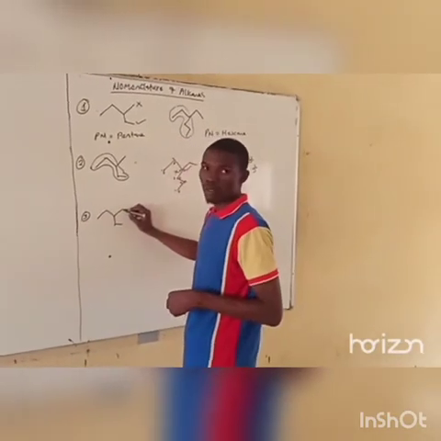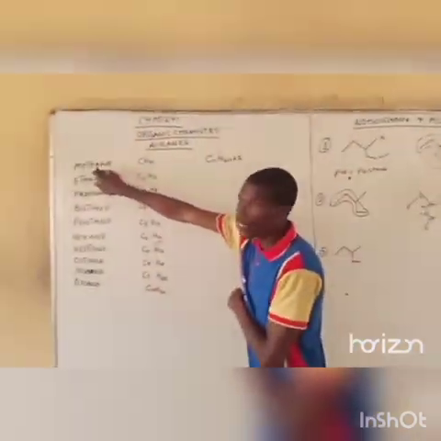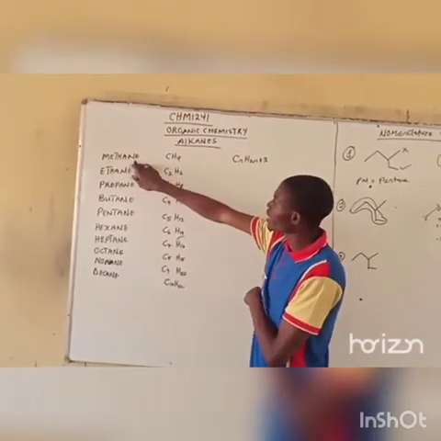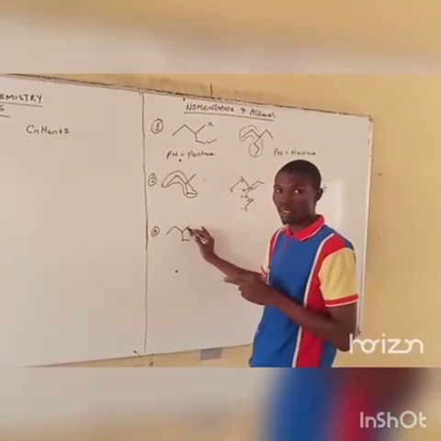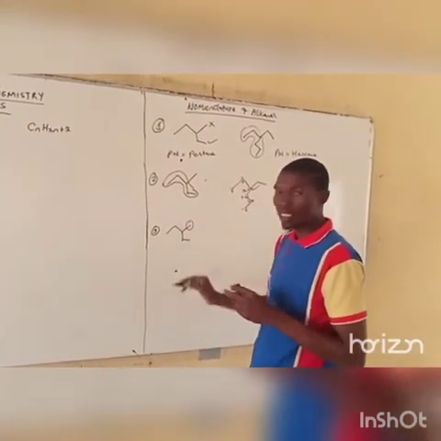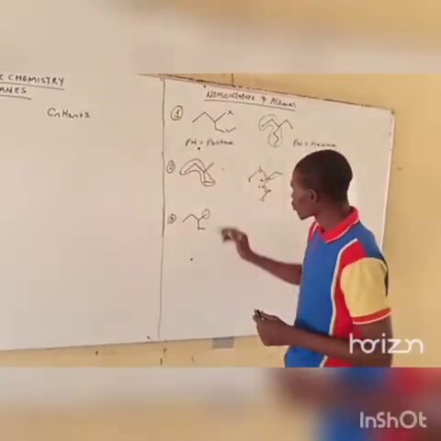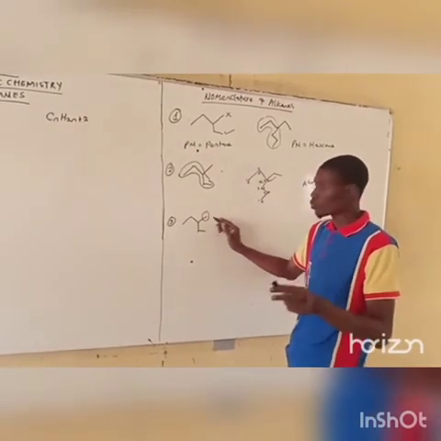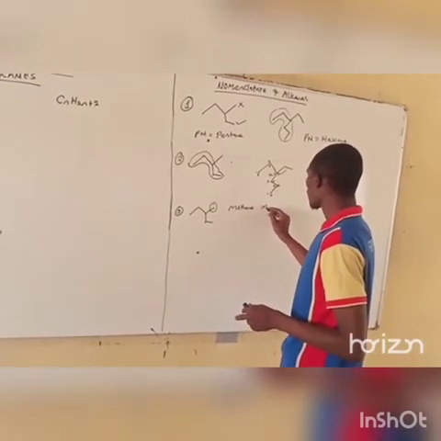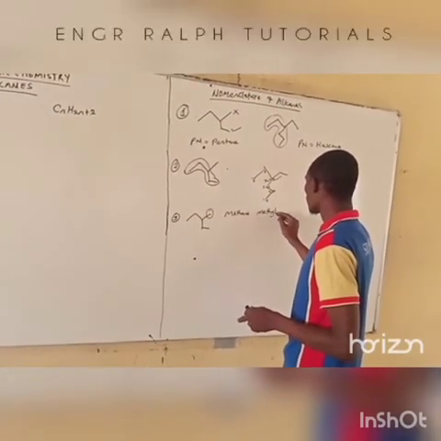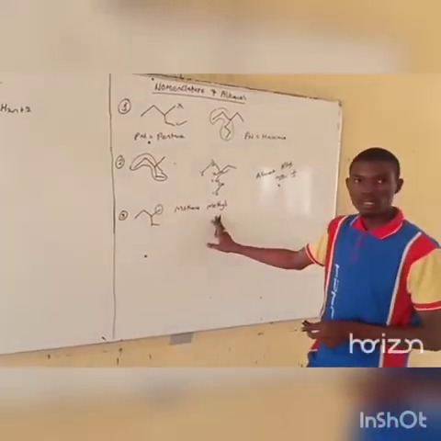So this is 1 carbon. Since this is 1 carbon, it is methane. So you replace the ending ANE with YL, since it is serving as a substituent. Whenever an alkane is serving as a substituent, you replace the ending ANE with YL. So this is just 1 carbon and it's serving as a substituent. Instead of methane, it becomes methyl. So the substituent here is methyl.